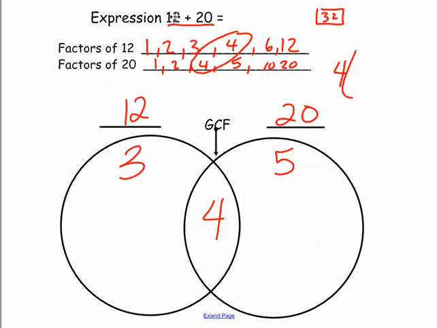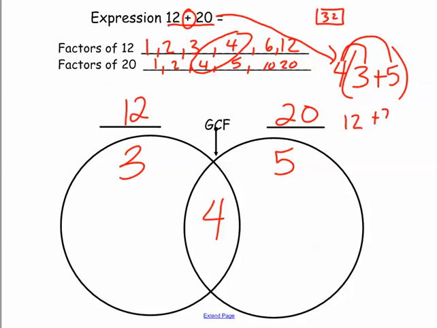Then 4 times what gave me 12? Well, that was 3. Keep my same sign, which is addition. And then 4 times what gave me 20? It was 5. All right, so this and this are the same. It's just written a different way. If I distribute this, you will see 4 times 3 is 12, plus 4 times 5 is 20. So it's the same thing.